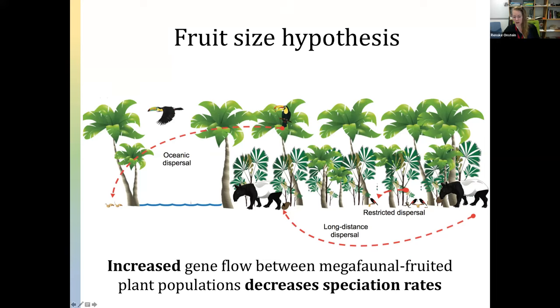Especially if we compare this to small fruited plants, which are dispersed by these more sedentary understory frugivores, mostly, which have a much more restricted dispersal. And this then combined with, of course, occasional long distance dispersal, for example, by large birds or large frugivores, may facilitate their speciation. So this is what I call the fruit size hypothesis.